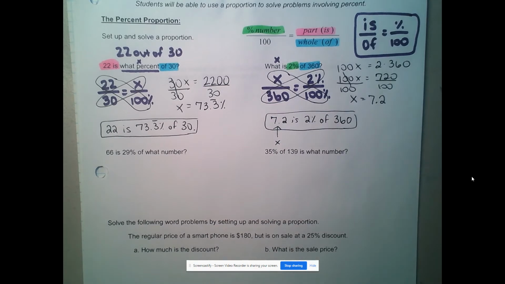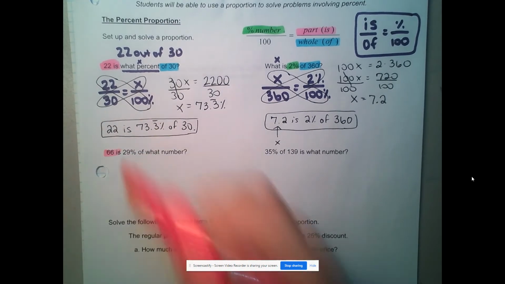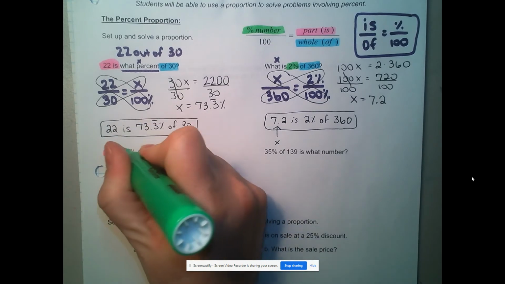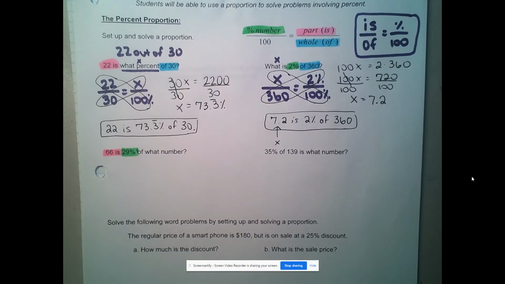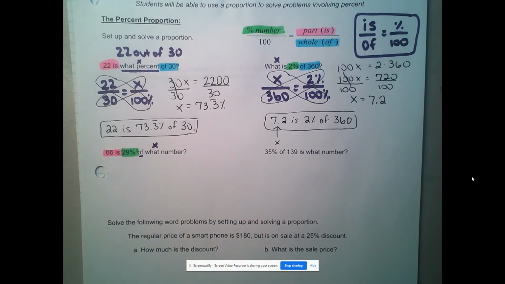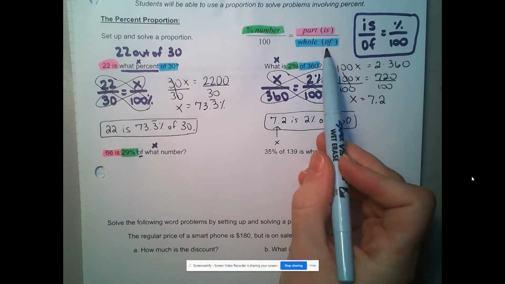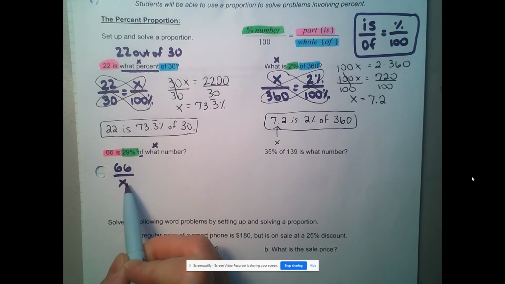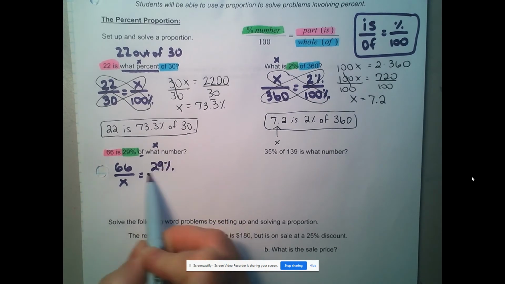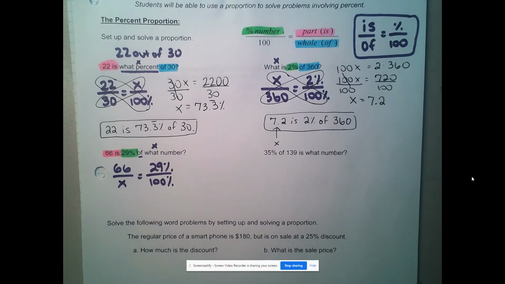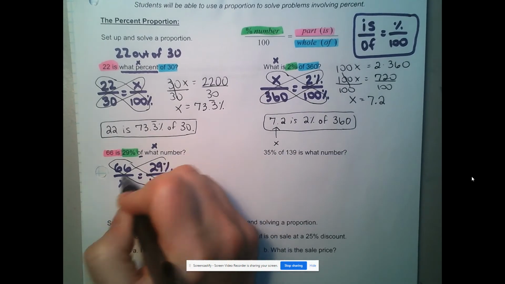So 66 is the next question. Okay, well, there's my is number. There's my pink number that goes on top. Then I see there's a percent symbol, which means I know the percent is 29%. The thing I don't know is the of what number? I don't know the of number, so I don't know the number that goes in the bottom, that whole of number. So is over of, 66 over x. 66 of what number? We don't know. 29% out of 100%. Setting up the problem is the majority of the problem because now it's that same old cross multiplying at this point.